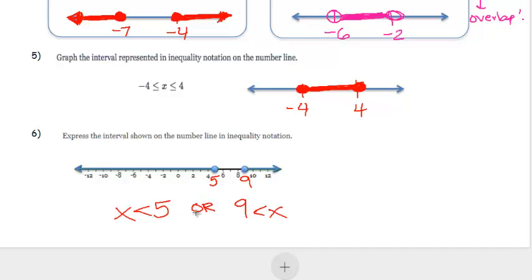And now the last thing that we need to do is remember that these were closed circles. So we want to add an equal sign. So now these become less than or equal to symbols right here. All right, good luck with your practice.